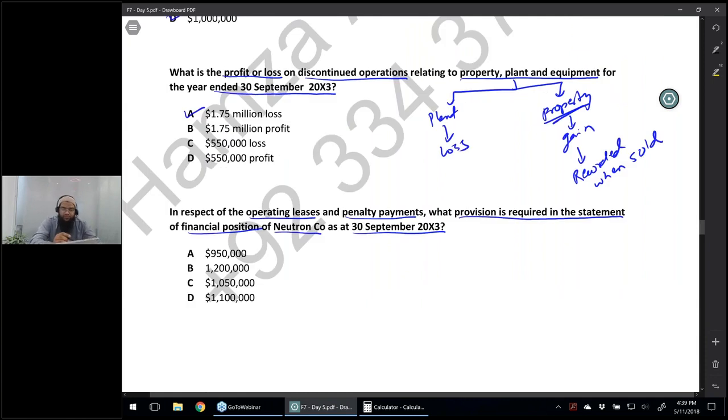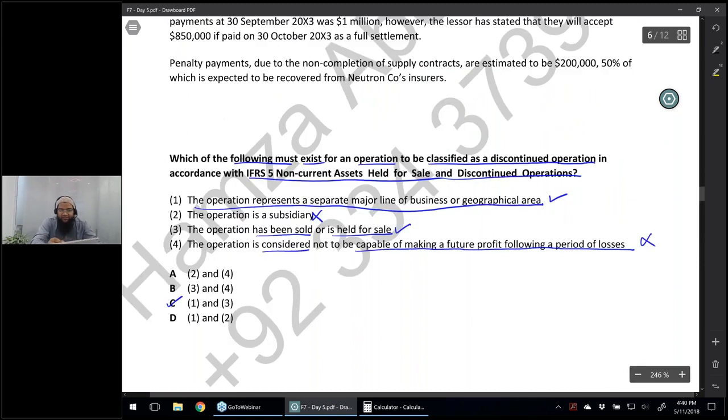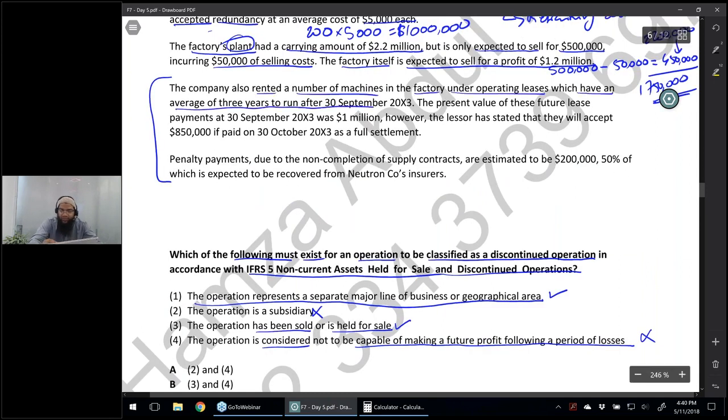Let's start reading this. The company also rented a number of machines in the factory under operating leases, which have an average 3 years to run after 30th September 2023. The present value of these future lease payments at 30th September 2023 was $1 million. So the cost of the lease is actually $1 million to us. However, the lessor has stated that they will accept $850,000 if paid on 30th October 2023 as a full settlement. Now when we are closing the business, there is no need of the property or the machines being leased. So we will provide the machines back and we are going to pay a penalty of $850,000. So $850,000 should be recorded as a provision against lease.